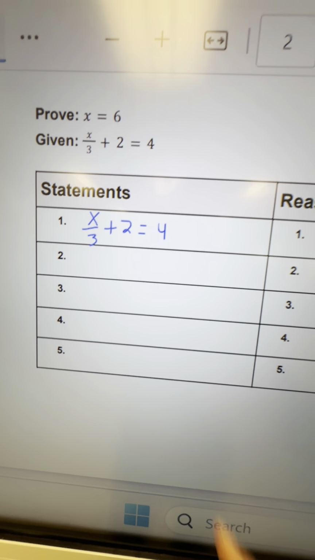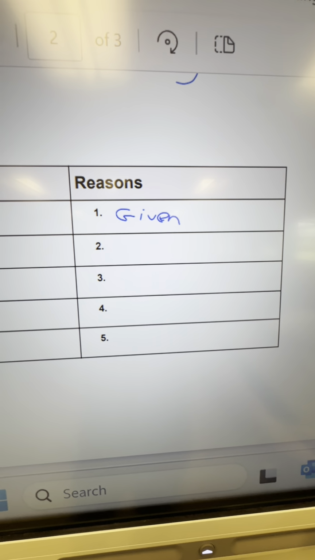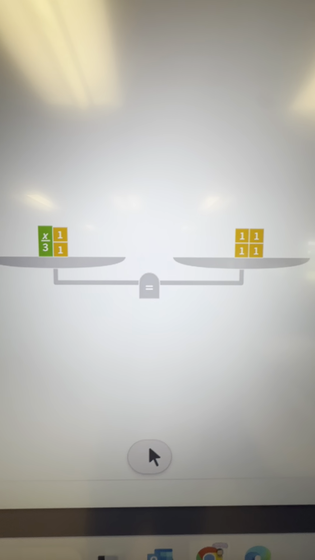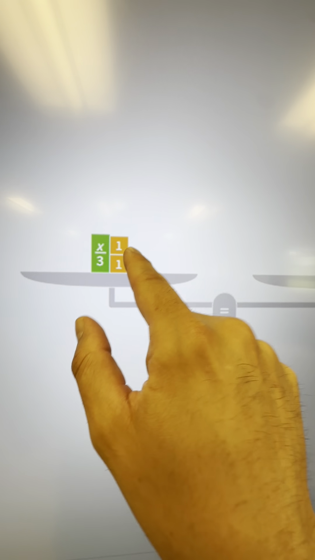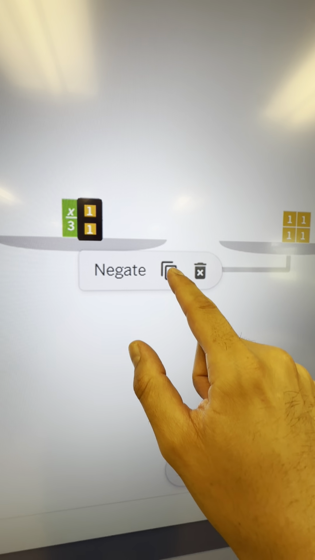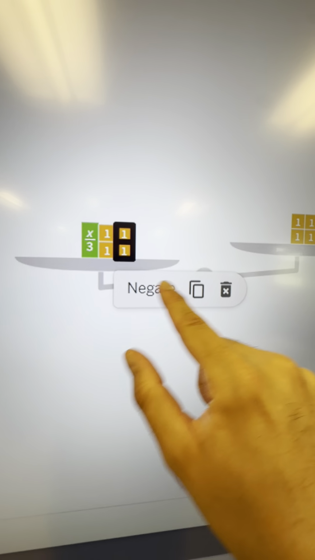And then on our last example, we start off with the given, x over 3 plus 2 equals 4. Again, that's the given. So we're going to use this model to solve it. You always want to isolate your variable. So if you have ones on the same side, get rid of that first. So I'm going to get rid of those 2 positives by putting 2 negatives. So I put 2 negatives here.